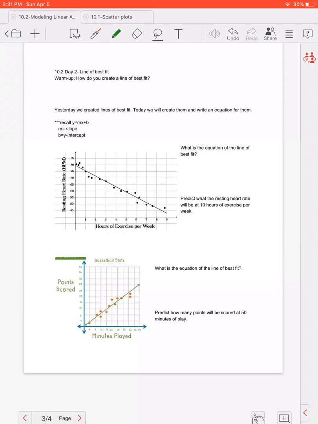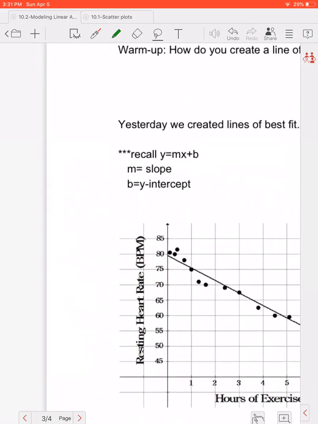And remember, when we want to create our line of best fit, we want there to be some points on the top, some points on the bottom, and it really shows the general idea of where those points are going. Okay, so yesterday we created lines of best fit, and today we will create them and write an equation for them. So I want you to remember y equals mx plus b.